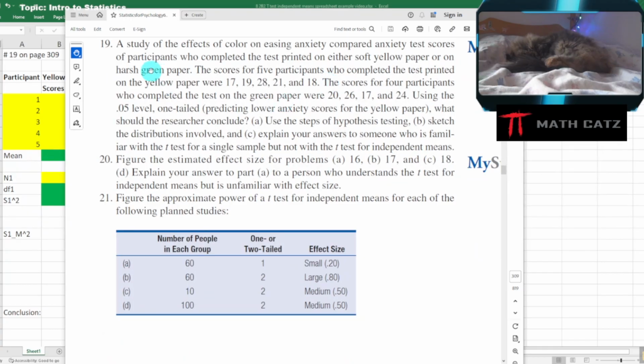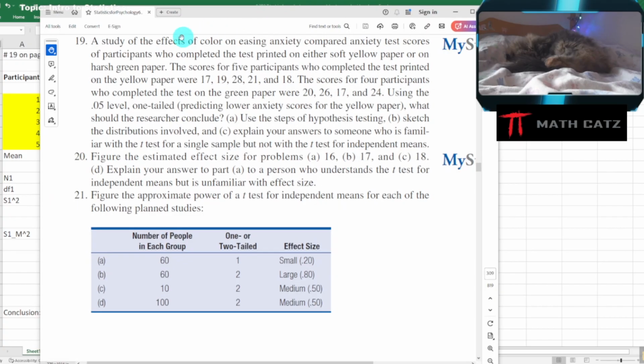Very often these questions can be super long, and do not hesitate to pause the video if you have to read it again and again to get on top of what's happening in this question. That is perfectly normal. So, a study of the effects of color on easing anxiety compared anxiety test scores of participants who completed the test printed on either soft yellow paper or on harsh green paper. The scores for 5 participants who completed the test printed on yellow paper were these numbers. The scores for 4 participants who completed the test on the green paper were these numbers.